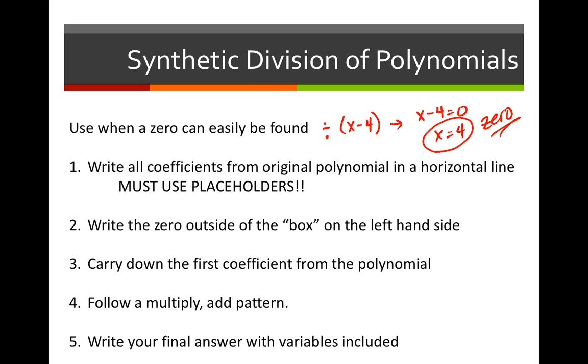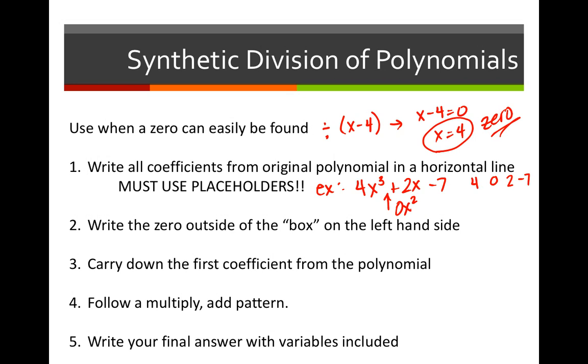To start us off, we need to write all of the coefficients from the original polynomial in a horizontal line. We're going to create a row of those coefficients and drop the variables off. We have to use placeholders. For example, if our polynomial was 4x to the third plus 2x minus 7, we're missing the x squared term. So when we write our coefficients of 4, 2, and negative 7, we have to put a 0 in there. We would write them as 4, 0, 2, and negative 7.